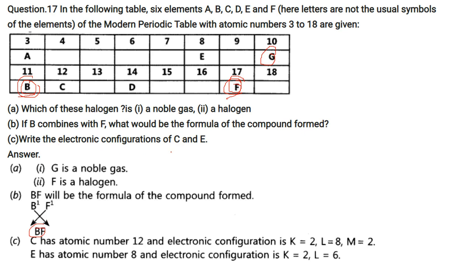Write the electronic configuration of C and D. So C is what? The atomic number is 12 here. So it will be 2, 8, 2. It will be 12, KLM. And what is the E here? E is given as 8. So 2 and 8, KL. Okay, so E has atomic number 8.